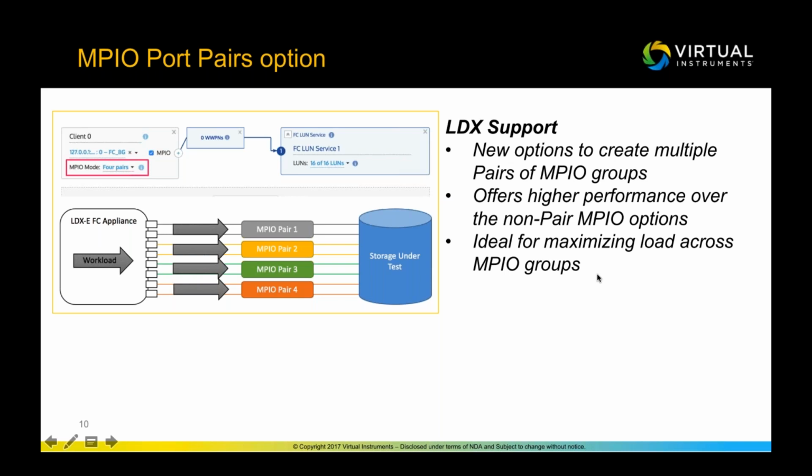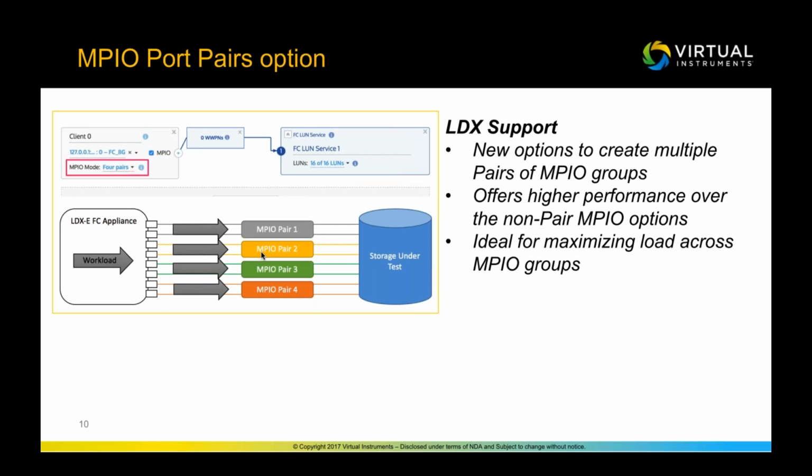And in this particular case, without getting into all the details, we no longer have the performance ceiling problem that I talked about earlier. You will be able to get the max performance from the load generation fiber channel appliance when you run these tests. Every single path and every single port will be getting IOs. With these 2 new options, it's ideal for maximizing the load across MPIO groups for a load balancing test.